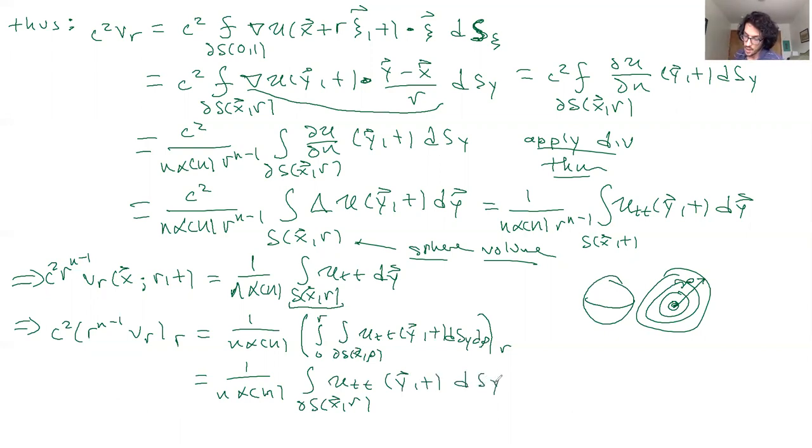So I end up with just the integral of u_tt y t ds y, okay? And what is this thing? Well, it's actually just the spherical shell average of u_tt, which would be v_tt, right? So this is equal to r to the n minus one, just v_tt, okay? So what do I have? I have that c squared r to the n minus one v sub r differentiated with respect to r is equal to this. Well, now I'm almost to the point of having a PDE for v, okay? That's right where I want to be. That was the whole point of this.